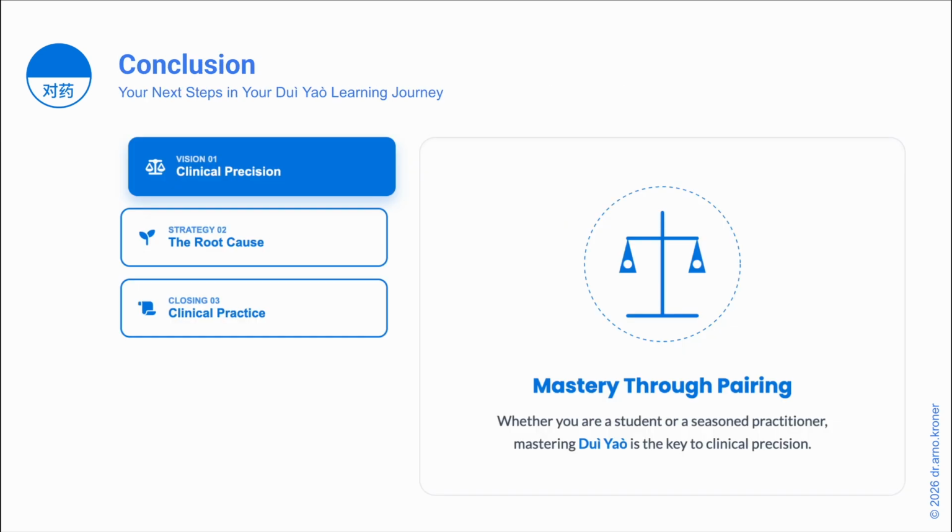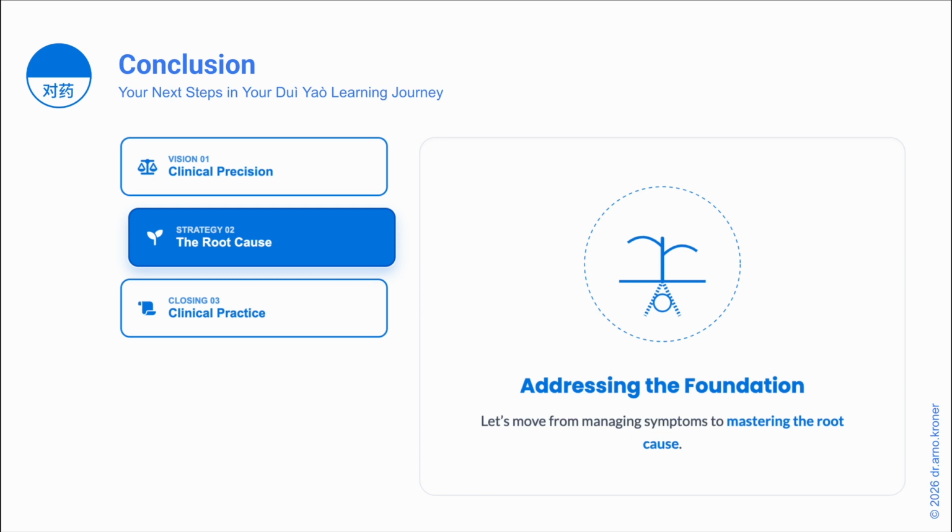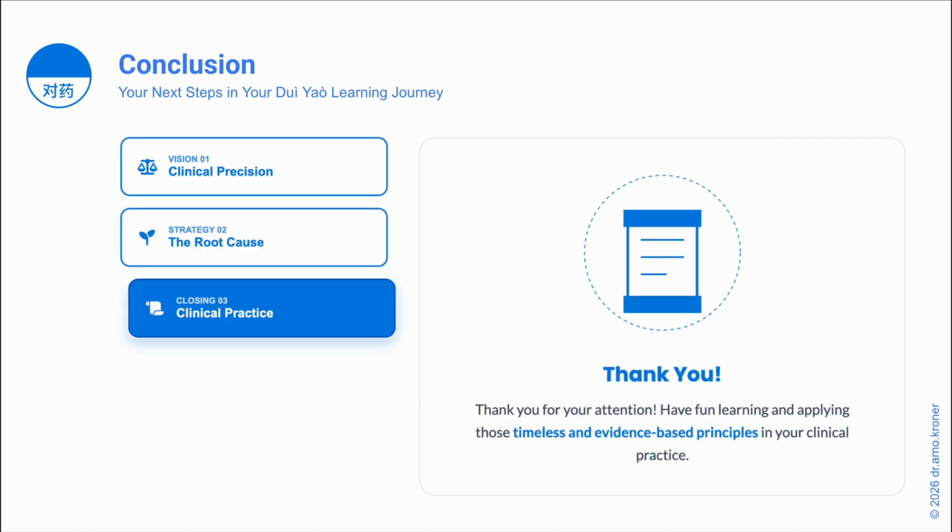So, conclusion. What are your next steps in learning in this journey? I'm trying to offer clinical precision in this class by focusing on small modules that can assemble to build a system. I'm also focusing, obviously, as usual, on the root cause. We want to address the foundation of medicine, not just with the herbs, but we should also look at the whole person. But okay, this is focused on herbs. And I want this to be applicable in clinical practice by applying timeless, really ancient, but also evidence-based principles to help you heal your patients.